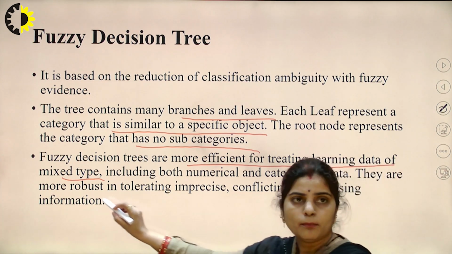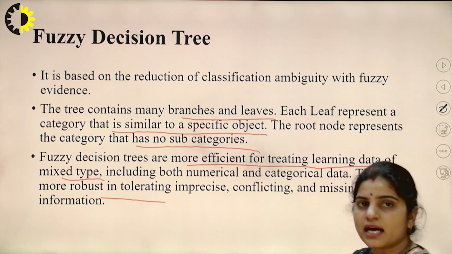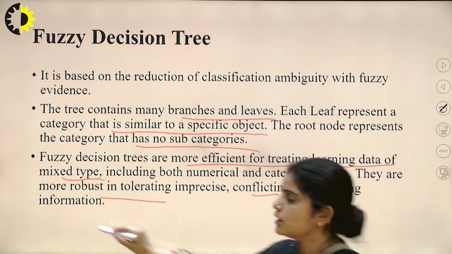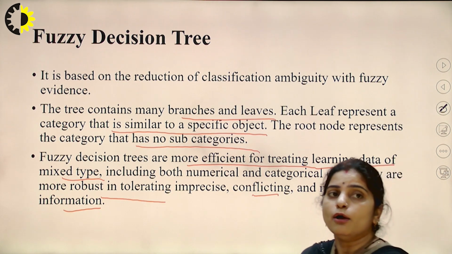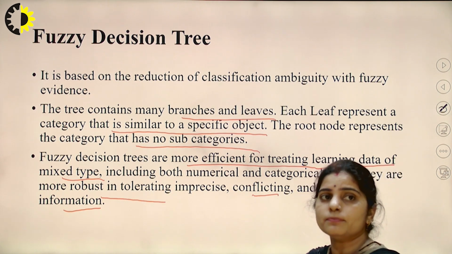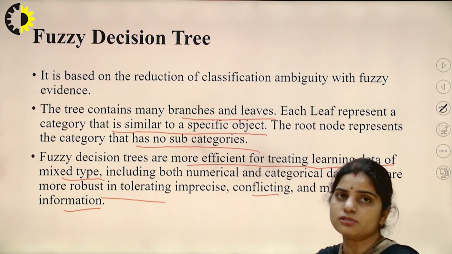They are also most robust in tolerating imprecise, conflicting and missing information. Means just like noise, if the particular data contains any noise, then for handling these types of problems, the fuzzy decision tree can be the best solution.